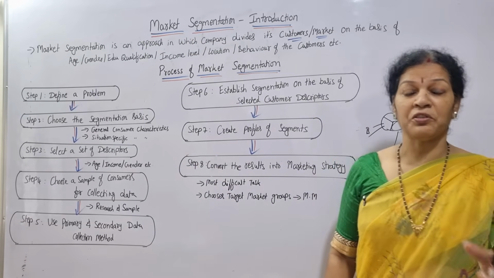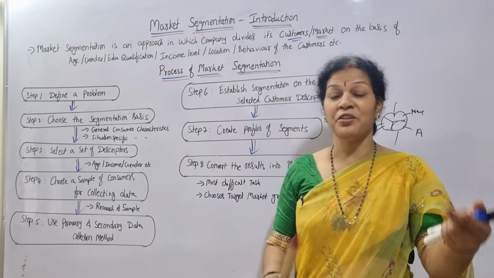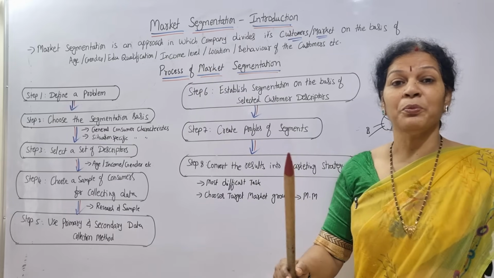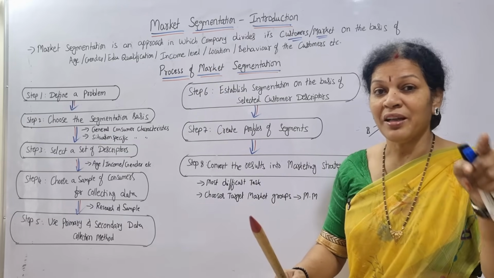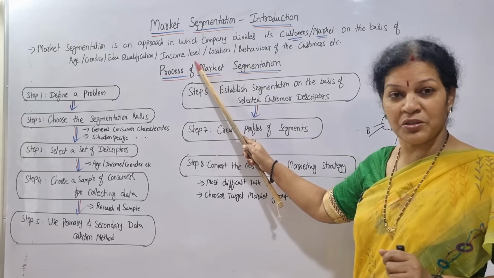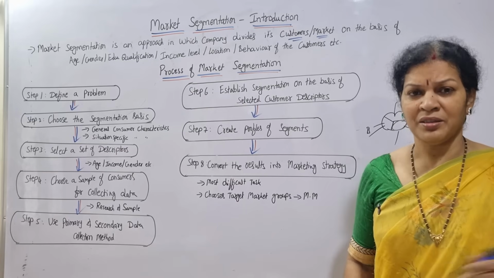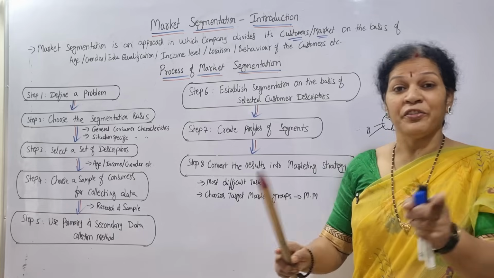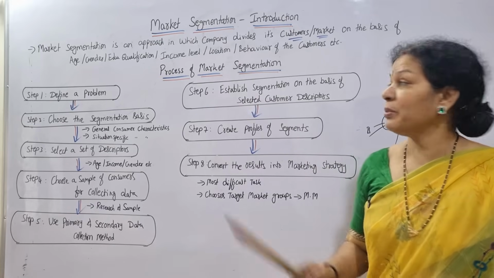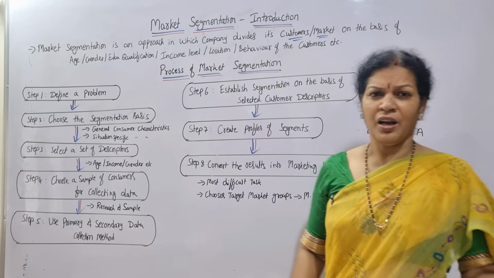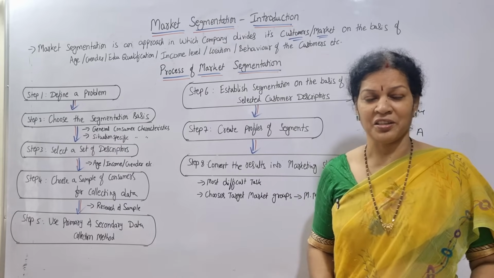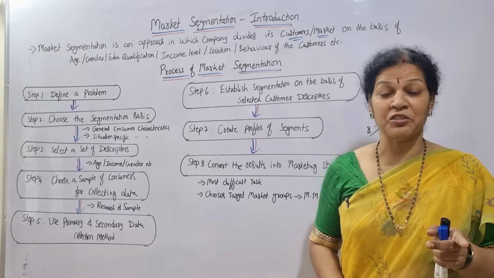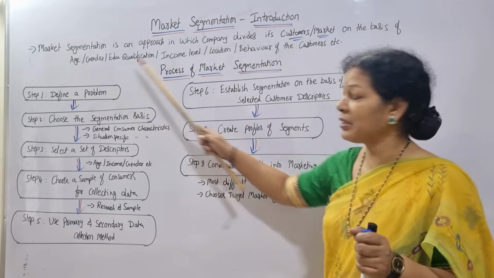From an education qualification point of view, educated people will buy something, uneducated will buy something else. And income level: if income level is more, people are ready to buy the products, but their willingness is also required. Or location-wise, suppose Hyderabad, Mumbai, Pune, different locations, you can go for market segmentation. And also the behavior of the customers. Customer taste is changing, customer willingness is always changing. According to that also you can divide the market. Any of these factors we can consider.